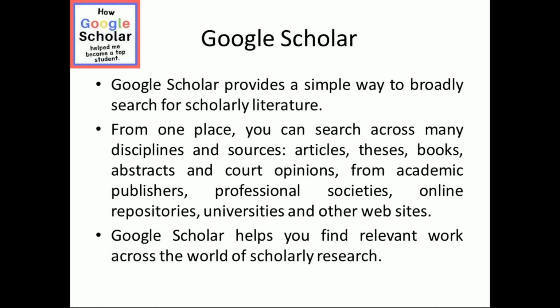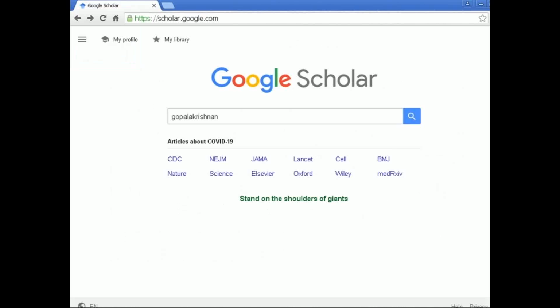Instead of providing text matters, I'm going to show how to make use of Google Scholar. If you go to Google and search for Google Scholar, you can find it as the first result. If you click that, you get a home page like this, what you are seeing on the screen. In that, type your name. I'm typing my name, Gopalakrishnan.